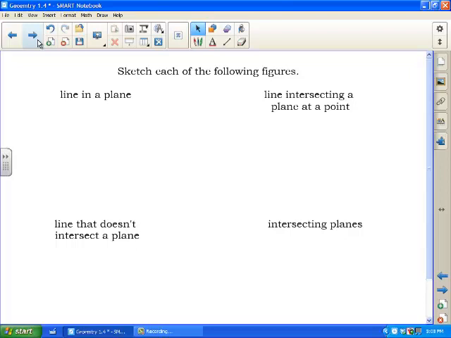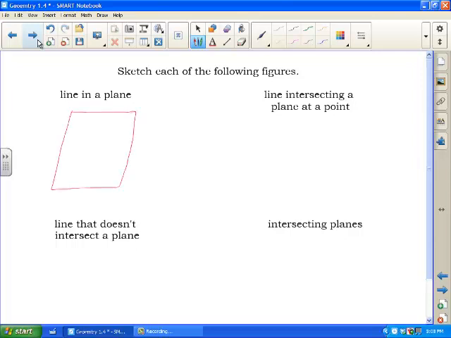First, let's sketch a line in a plane. So you want to start by drawing your plane, and a plane, remember, we represent with just that quadrilateral. I usually use a parallelogram for mine to kind of give it that three-dimensional feel. And then we're just going to draw a line. Remember, it's a straight line with arrowheads on either end, and we're going to draw that inside of our plane. Alright, the intersection of that line and that plane would be the entire line, because the entire line lies in the plane.